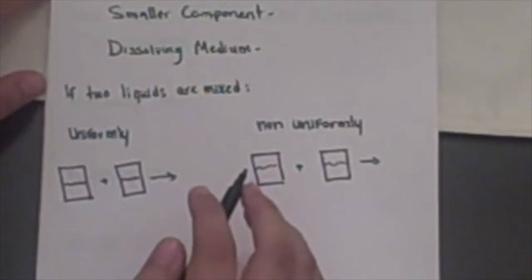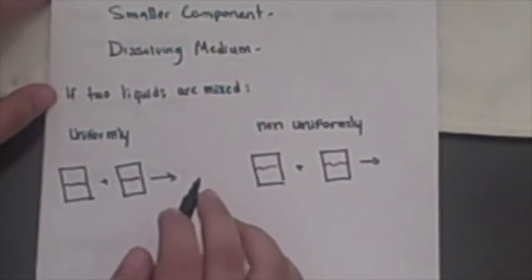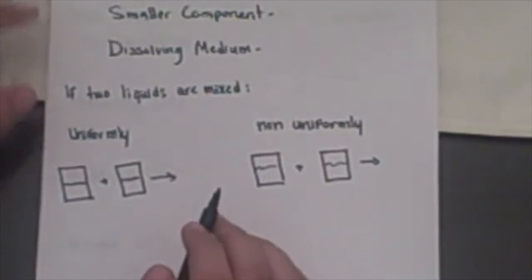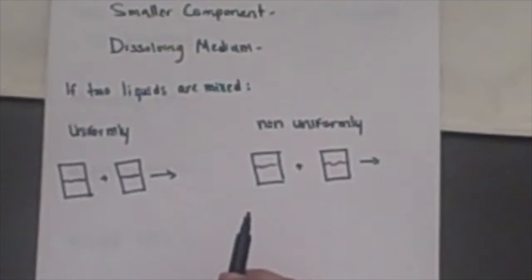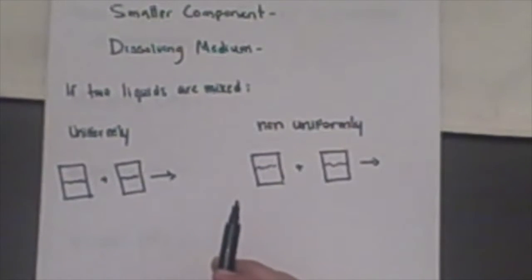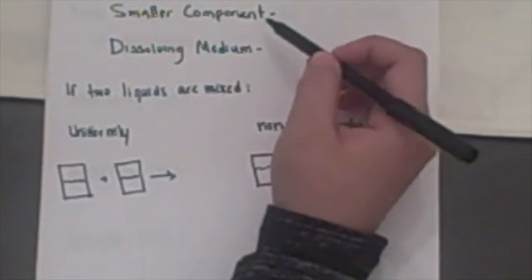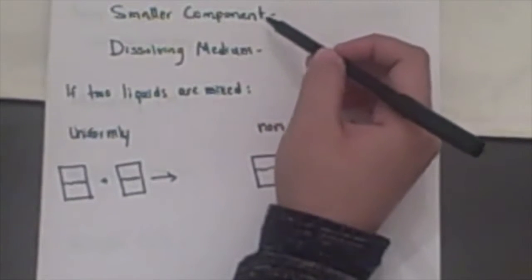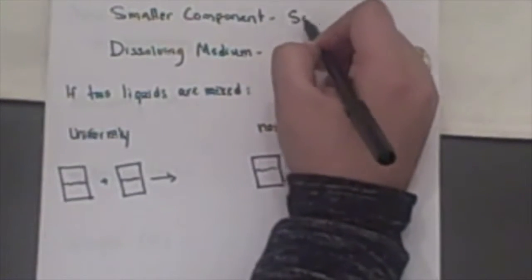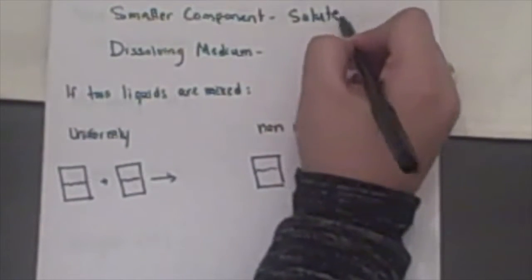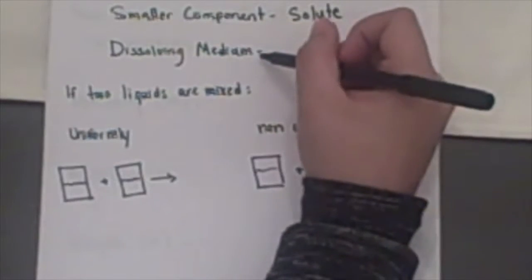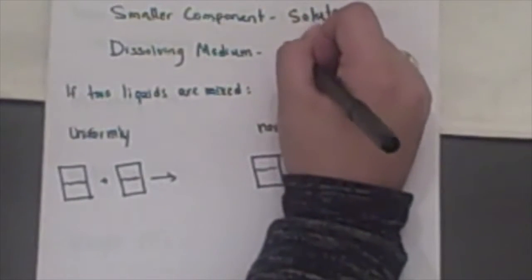So we're going to start off by doing experiment 2 on solution, solubility, and colligative properties. Solutions have two components. They have the smaller component, which is called the solute, and then they have the dissolving medium, which is called the solvent.